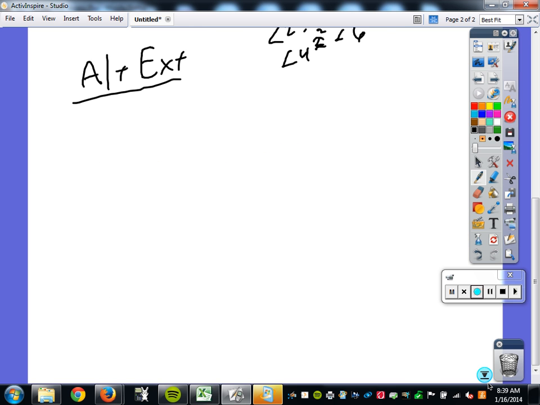Are you seeing this, or is this something not a big deal? You see how we're converting them, making them equal to each other? And what was the other alternate exterior pair? 2 and 6. Those would also be equal. Okay?